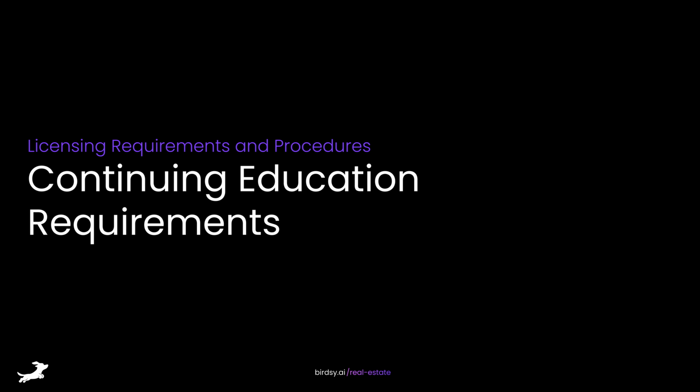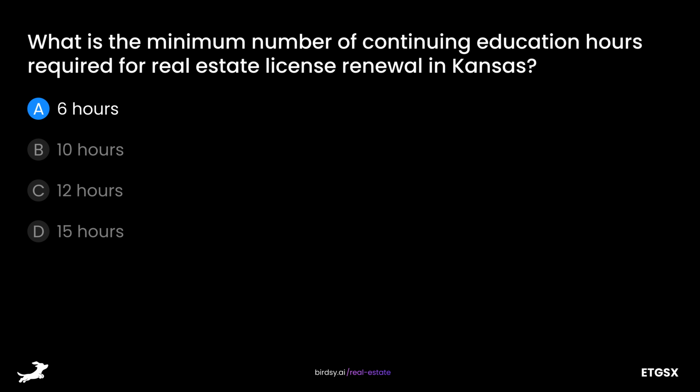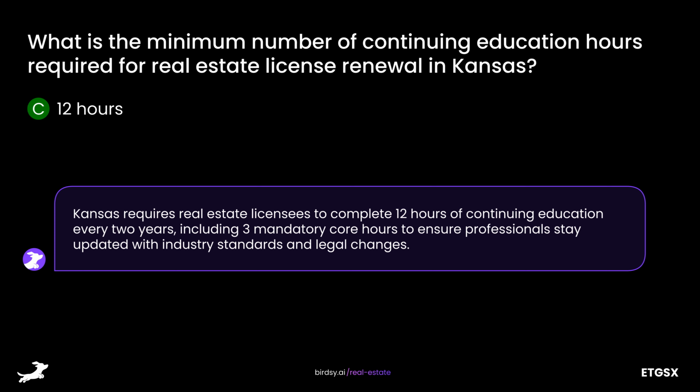Continuing education requirements. What is the minimum number of continuing education hours required for real estate license renewal in Kansas? Is it A, 6 hours, B, 10 hours, C, 12 hours, or D, 15 hours? The answer is C, 12 hours. Kansas requires real estate licensees to complete 12 hours of continuing education every 2 years, including 3 mandatory core hours to ensure professionals stay updated with industry standards and legal changes.